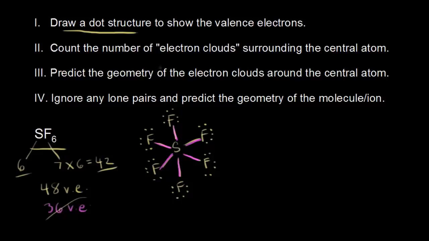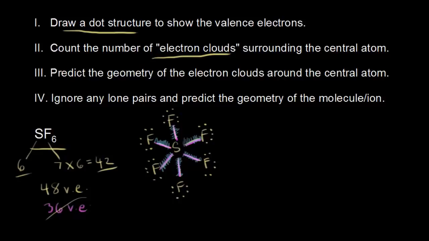We can move on to step 2 and count the number of electron clouds surrounding our central atom. So regions of electron density, right? So these bonding electrons here, that's a region of electron density, and I can just keep on going all the way around, right? So all of these bonding electrons surrounding our sulfur are regions of electron density, therefore we consider them to be electron clouds. VSEPR theory says that these valence electrons are all negatively charged, and therefore they're all going to repel each other and try to get as far away from each other in space as they possibly can.